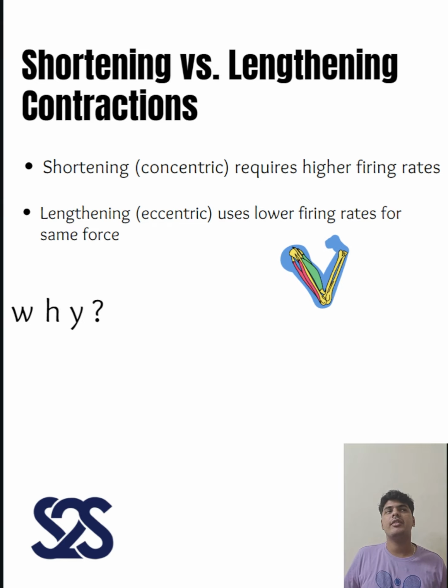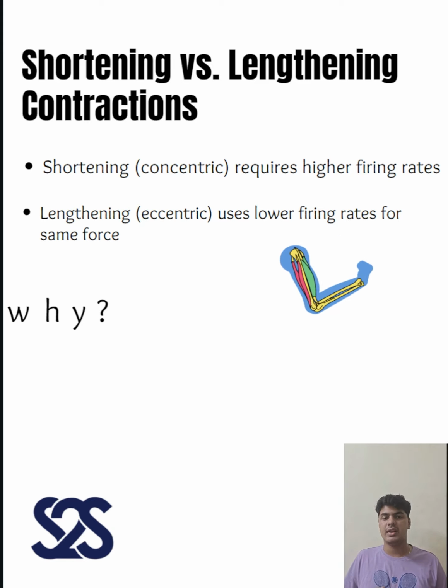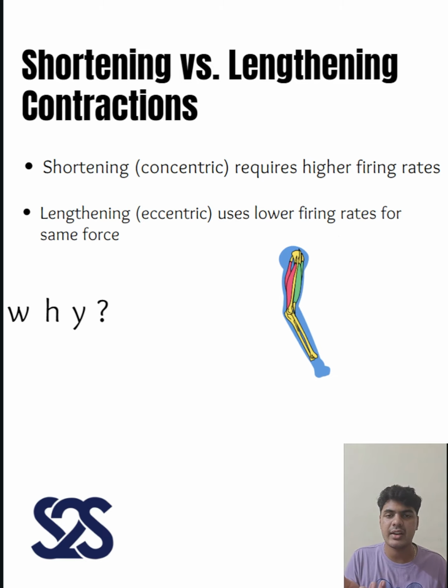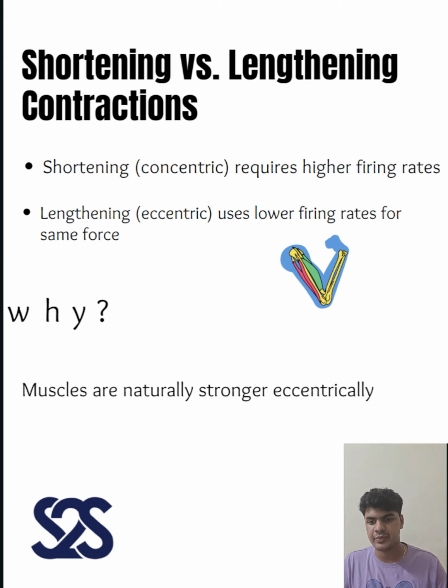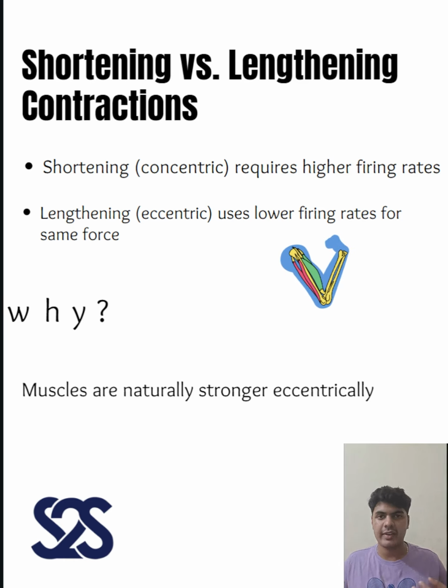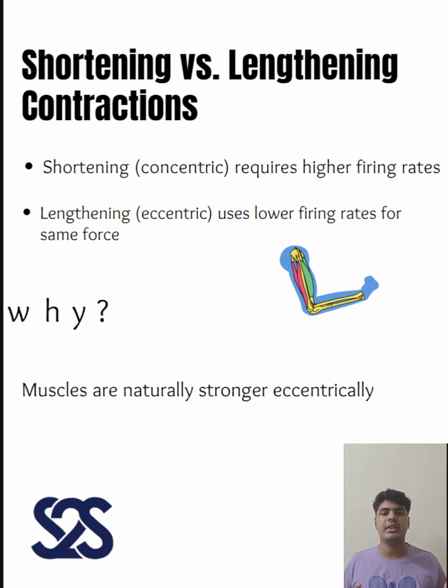Generally, when you're thinking about hypertrophic training and all those things, we say that the person needs to do a lot of eccentric training. But here it's saying that less force, less number of motor units or firing rate is only required to do an eccentric action. So muscles are naturally stronger eccentrically. When you're doing an eccentric action, not just the muscle, everything works together, all the connective tissues, like tendons and ligaments, all work together and make it stronger.